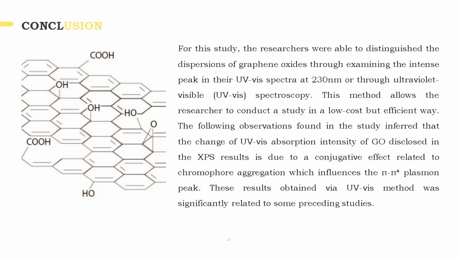As the number of layers increases, the intensity of the shoulder of multi-layer graphene oxides tends to decrease. A peak or shoulder is not observed for thick layer graphene oxide. This observation allowed qualitative analysis of graphene oxide dispersions. XPS results reveal that the change of ultraviolet visible absorption intensity of graphene oxide is caused by a conjugative effect related to chromophore aggregation that influences the plasmon peak.